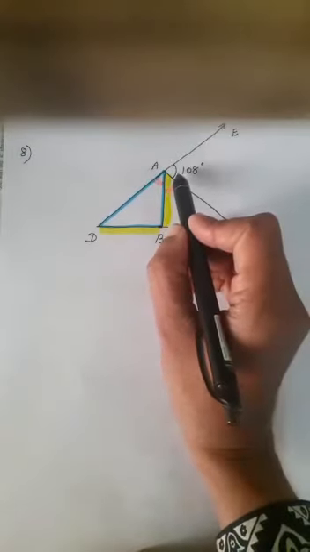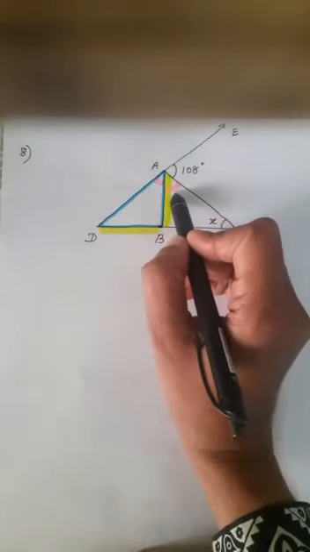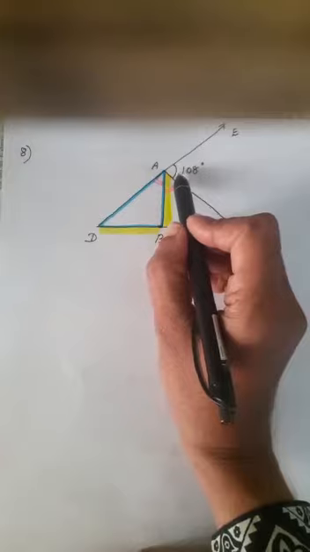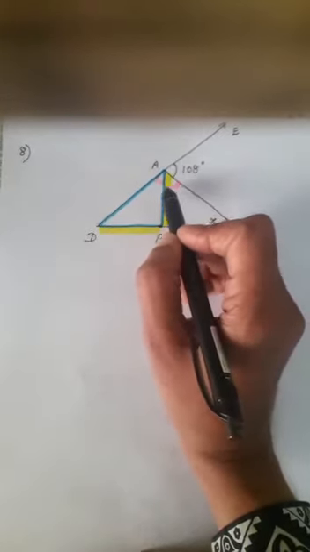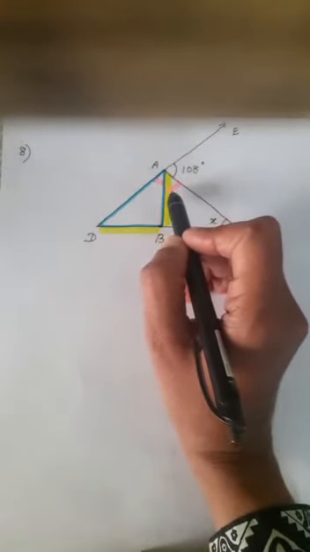Now this is 108. These two are equal angles. If you keep this as Y, this is also Y. 2Y plus 108 is 180 degree, because angle on a straight line. So Y will be 36 degree. This is 36 and this is 36 degree.